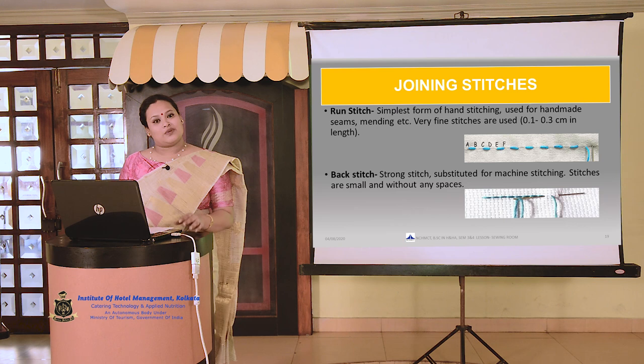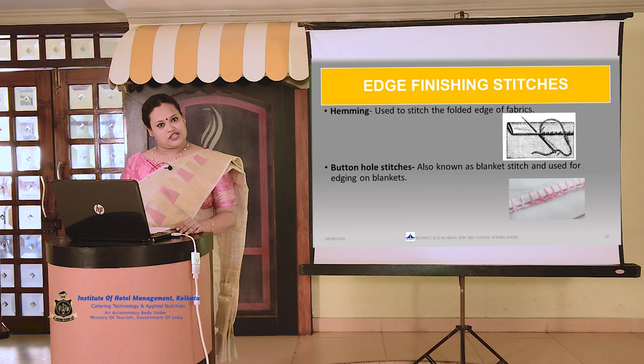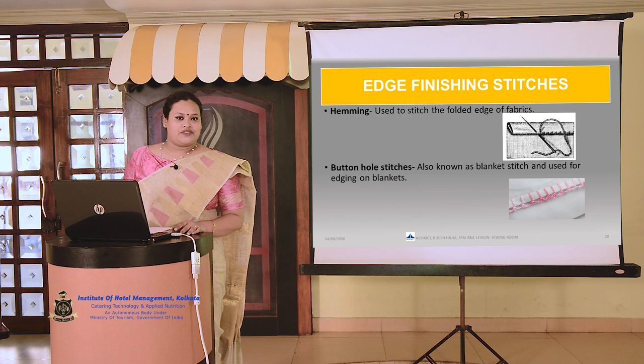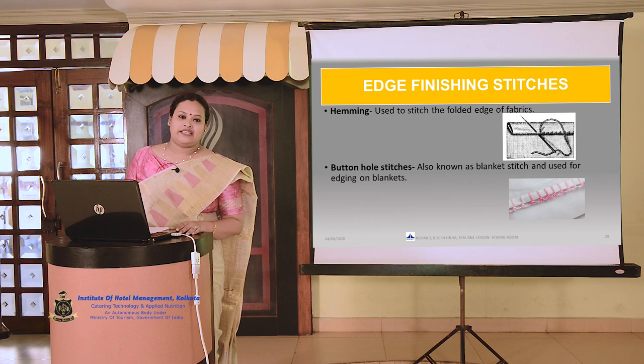Next, we move on to the edge finishing stitches. Of the edge finishing stitches, the most common one is the hemming method. The hemming method is used for stitching the folded edges of the fabric. The next stitch is called a buttonhole stitch, also known as a blanket stitch. And as the name says, it is used for finishing the edges of the blanket.